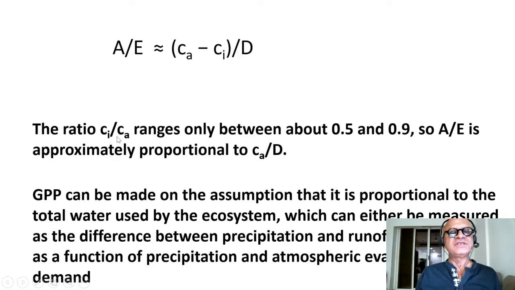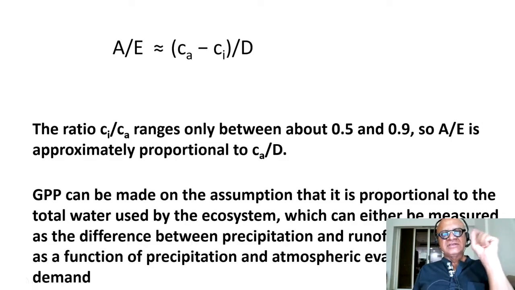The ratio of Ci over Ca ranges only between about 0.5 and 0.9. That's from empirical evidence. So A over E is approximately proportional to Ca over D. So it's the availability of carbon dioxide in the air and availability of water vapor.